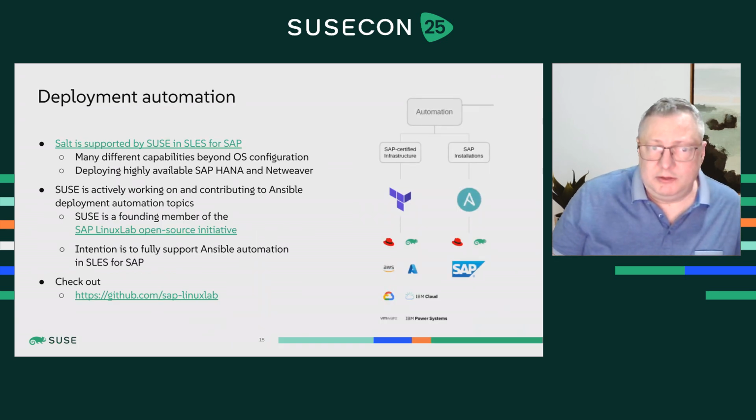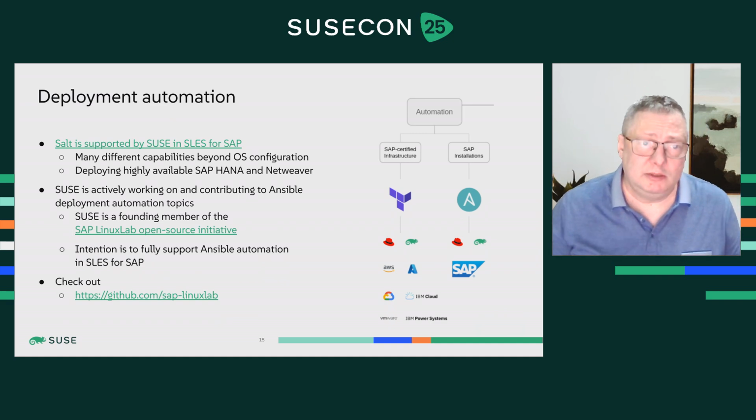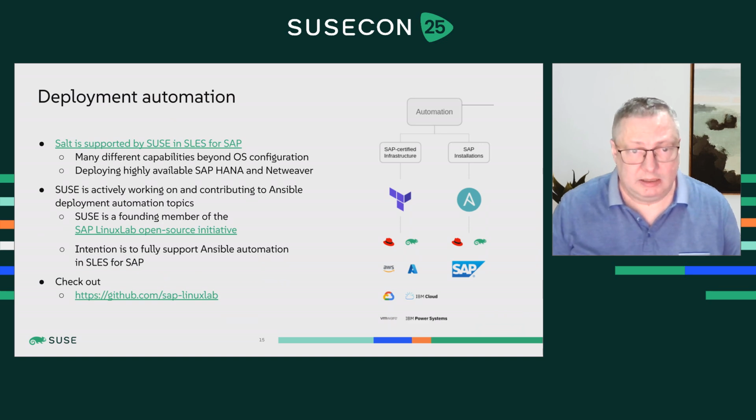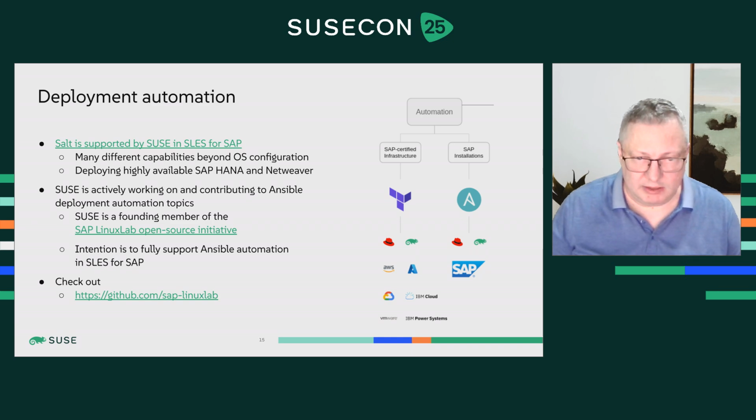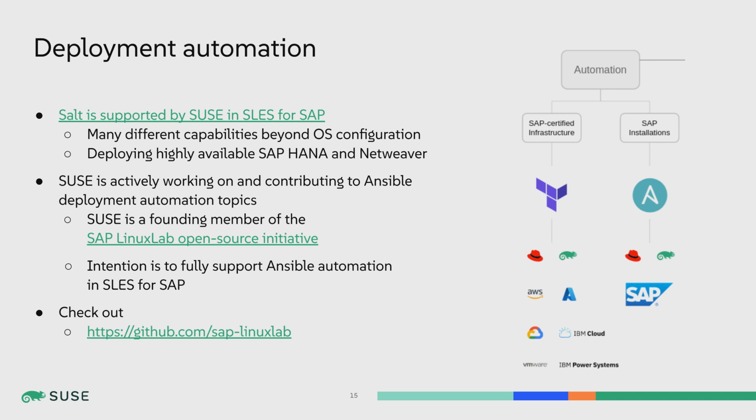So I want to say a few words about deployment automation. We support multiple automation technologies for SAP on IBM Power in the SLES environment. Traditionally, SUSE has been using Salt and Terraform, and created automation capabilities based on that. And that's still available, of course. And I'm including a link here to the current version, SLES 15 SP6.